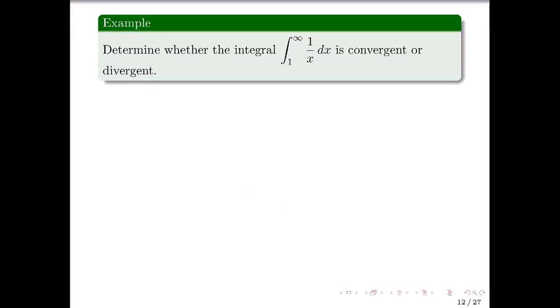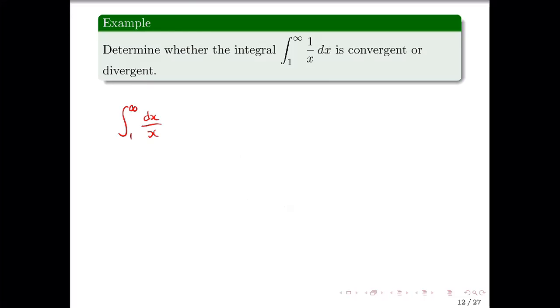Now, determine whether the integral of 1 over x dx from 1 up to plus infinity is convergent or divergent. Listen very carefully and look at the solution. This is how you do it. So, of course, you start with the integral from 1 up to plus infinity of dx over x.